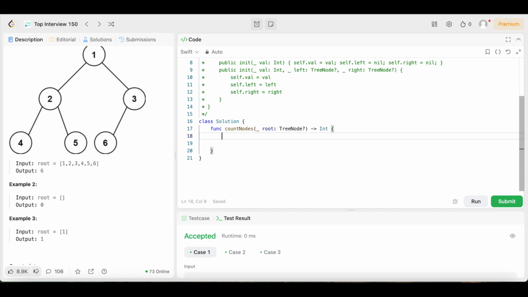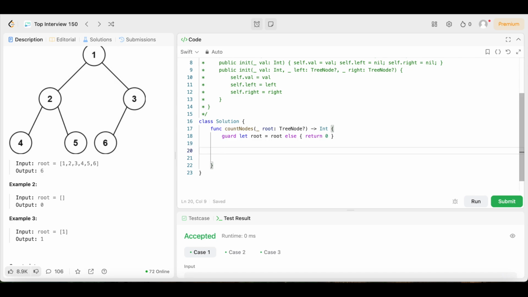First thing we need to do is we need to handle a case where there are 0 nodes, like in this example 2, right? So in order to do that, all we have to do, we can use a guard statement and say guard let root equal root, else we're just going to return 0. So if there is no root, then we are just going to return 0. It's simple. Now, the other part is simple too.